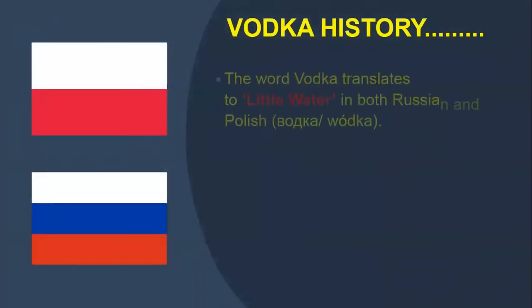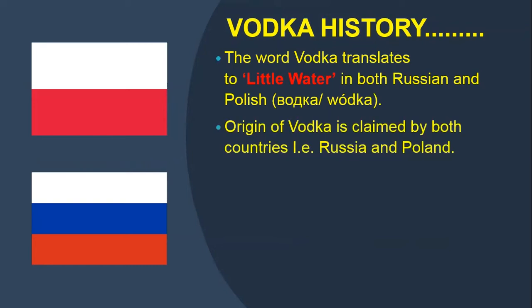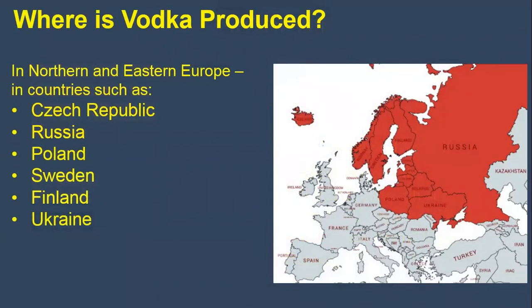Now just take a look at vodka history. The word vodka translates to little water in Russian and Polish. The history of vodka is often disputed. The Russians and Poles have claimed and disputed their right over the invention of vodka for many years. However, according to documented evidence, vodka was created in Poland in the 8th century, and in the 9th century, it was created in Russia. The vast distilleries of Smirnoff, a very popular brand of vodka, in Moscow produced vodka from 1818.